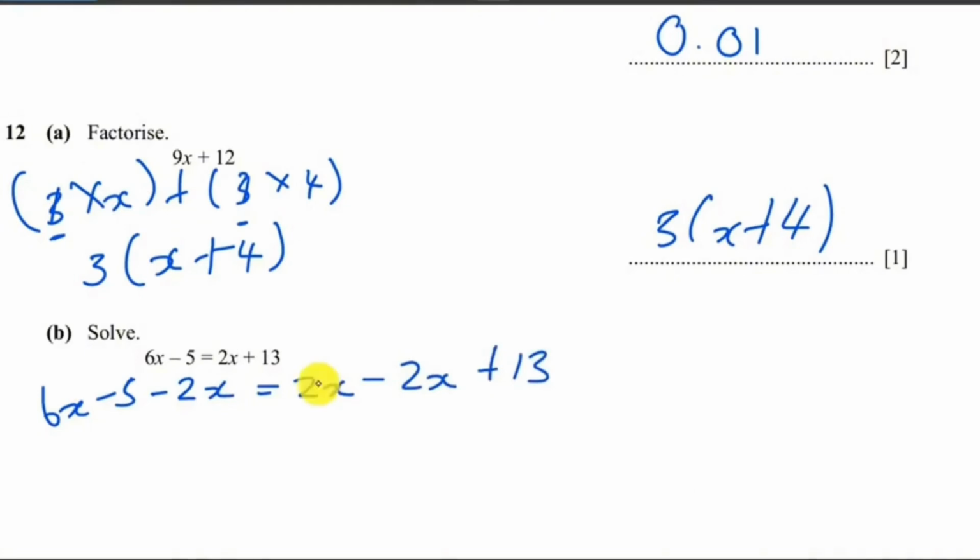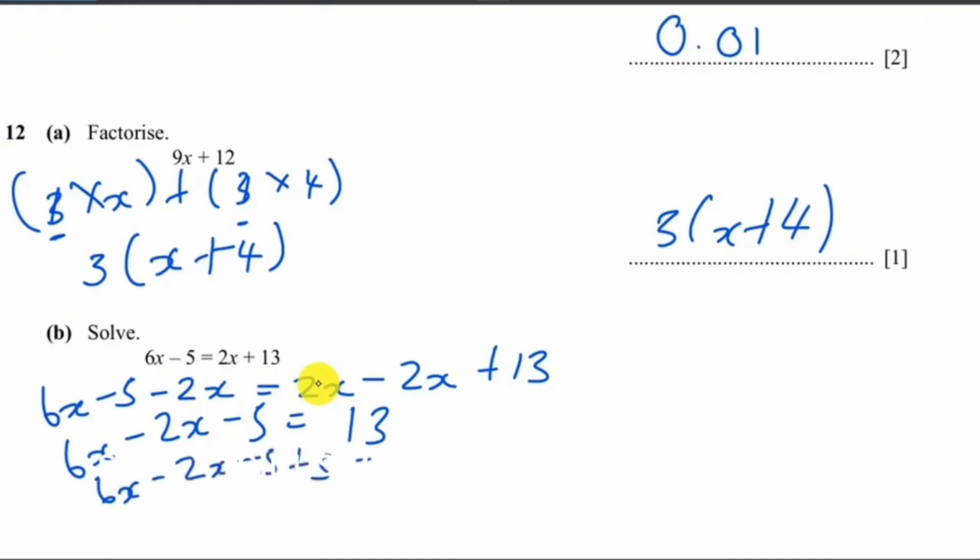So here we'll be left with 6x minus 2x minus 5 equals, this gives us a 0 and 13 only. Now we need to take this 5 to this side. Since it's negative here, we're going to add it. So 6x minus 2x minus 5 plus 5 equals 13 plus 5. Now it's simpler. 6x minus 2x gives us 4x equals 13 plus 5 gives us 18. We divide both sides by 4.